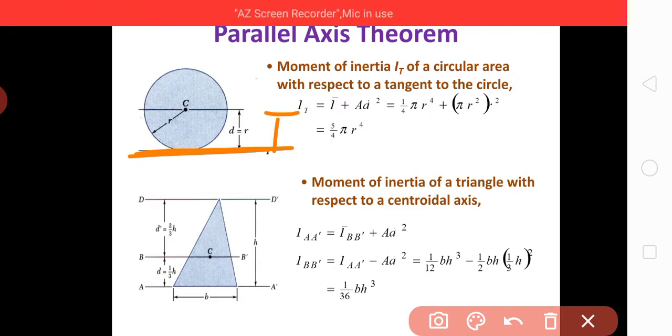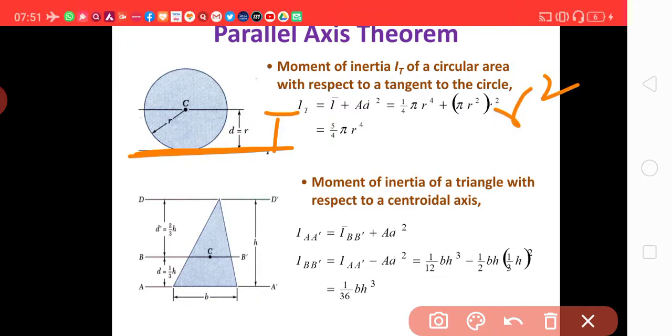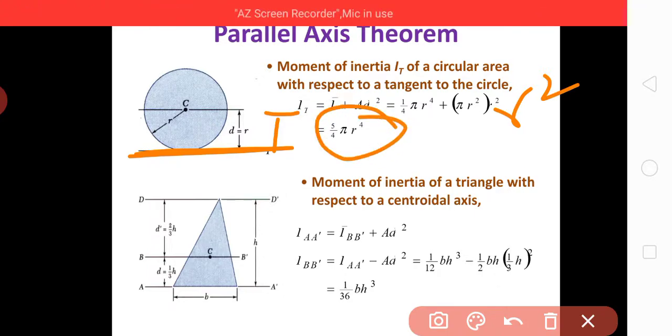So apply this formula here: pi over 4 r to the power 4 plus pi r square into this r square. On mathematical calculation, it comes out to 5 pi r to the power 4 divided by 4. This is the one.